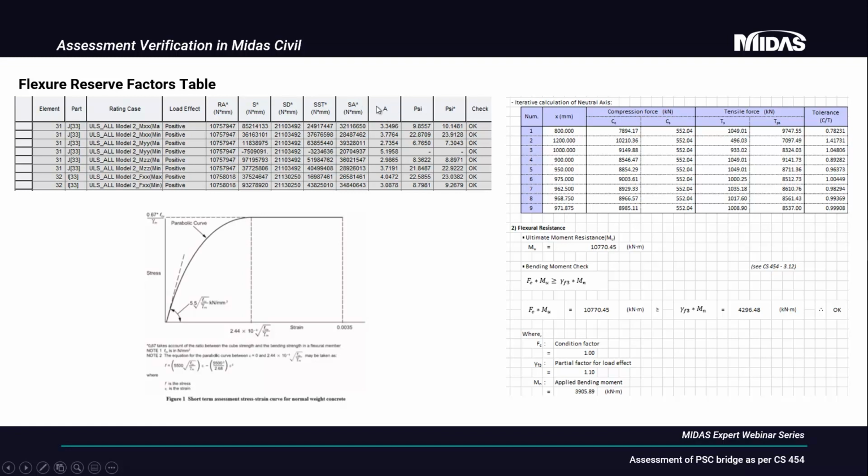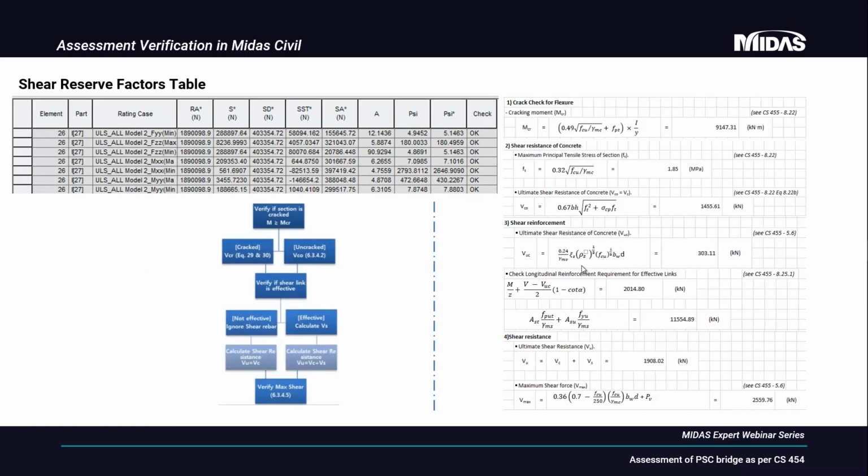A stands for adequacy factor, and this is the flexural reserve factor, psi and psi star, and this is the check. If the adequacy factor and psi factors are greater than 1, then this check is okay, or else if it is not passing, that will be NG, not good. Okay, so this was for assessment verification in MIDAS Civil for flexure. Similarly, assessment verification for shear can also be seen.